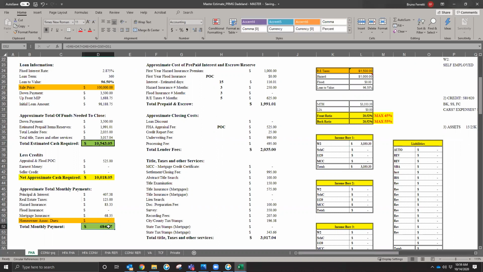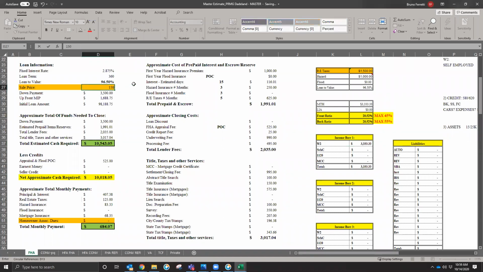So it's actually not that hard to figure out kind of on the fly if you really think about it, right? So here, $100,000 means $684 monthly. This guy makes $3,333 per month. So this monthly payment, this $100,000 property, represents 20% of what he makes. The limit is 45%.